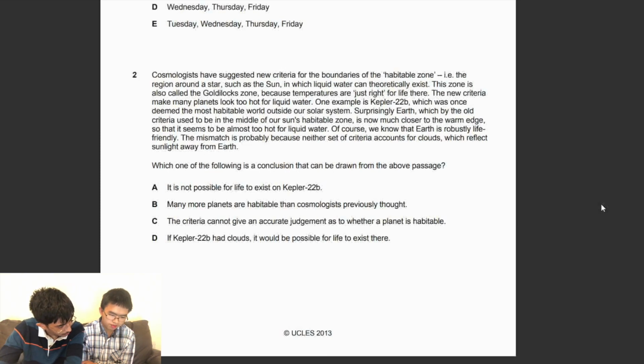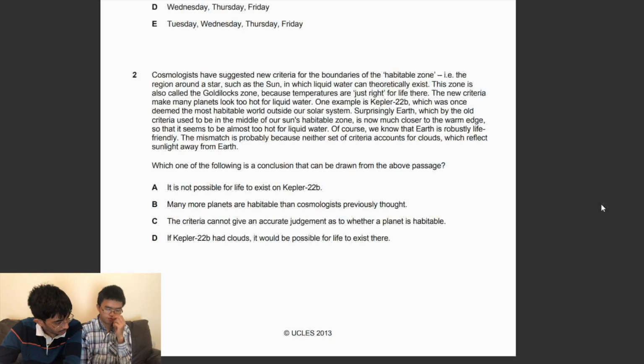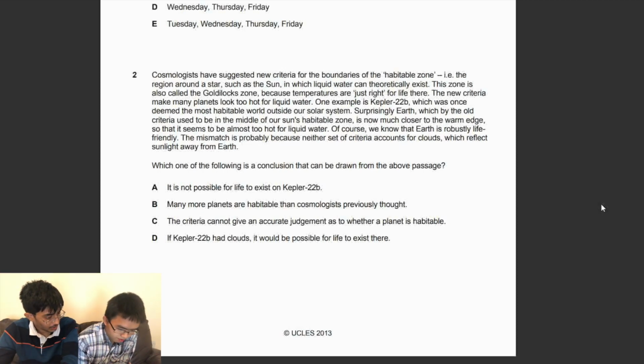Kepler 2, which is surprisingly Earth, which by the old criteria used to be in the middle of our sun's habitable zone, now close to a warm age. So it seems almost too hot. So this criteria is sort of making planets seem almost too hot. Okay. Of course, we knew the Earth is robustly life-friendly, mismatch probably. The mismatch is probably because neither set of the criteria accounts for clouds, which reflect sunlight from the Earth.